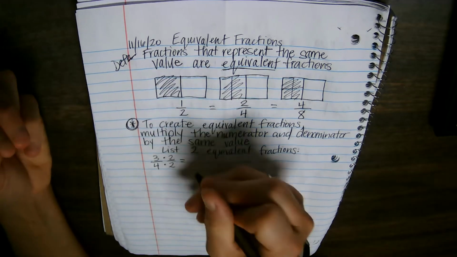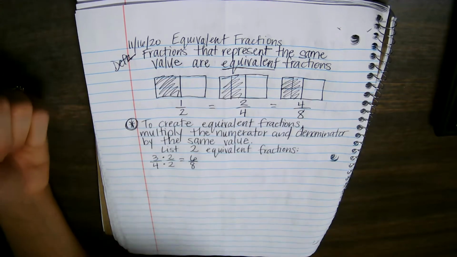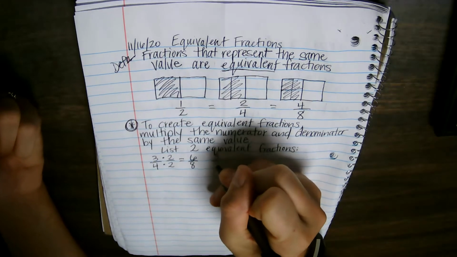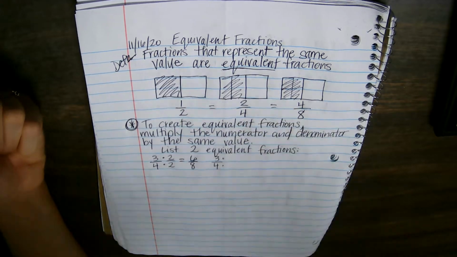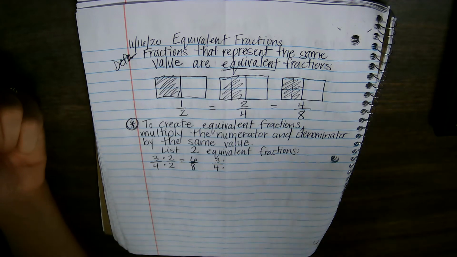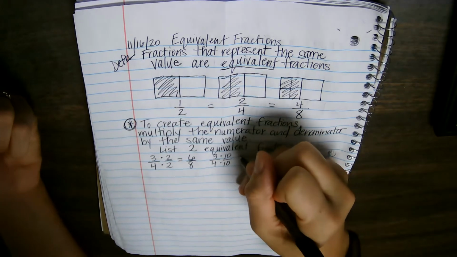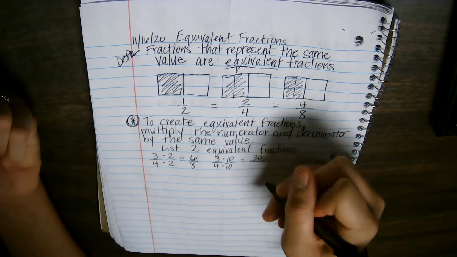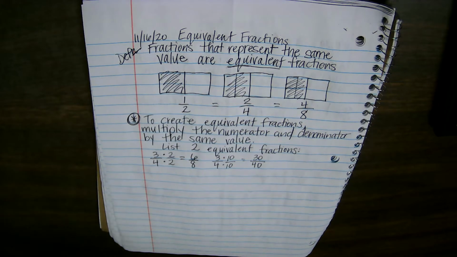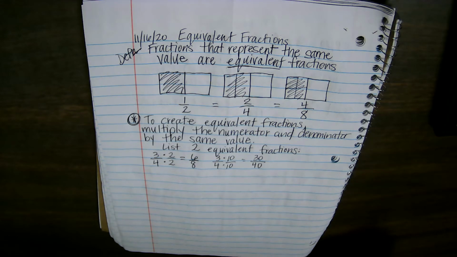3 times 2 is 6. 4 times 2 is 8. So there's one equivalent fraction of 3/4. What else could we multiply by? 3 or 5 or even 10 might be easy if you're good at your tens. So 3 times 10 is 30. 4 times 10 is 40. The point is, it doesn't matter what you multiply it by as long as you're doing it by the same on the top and the bottom.